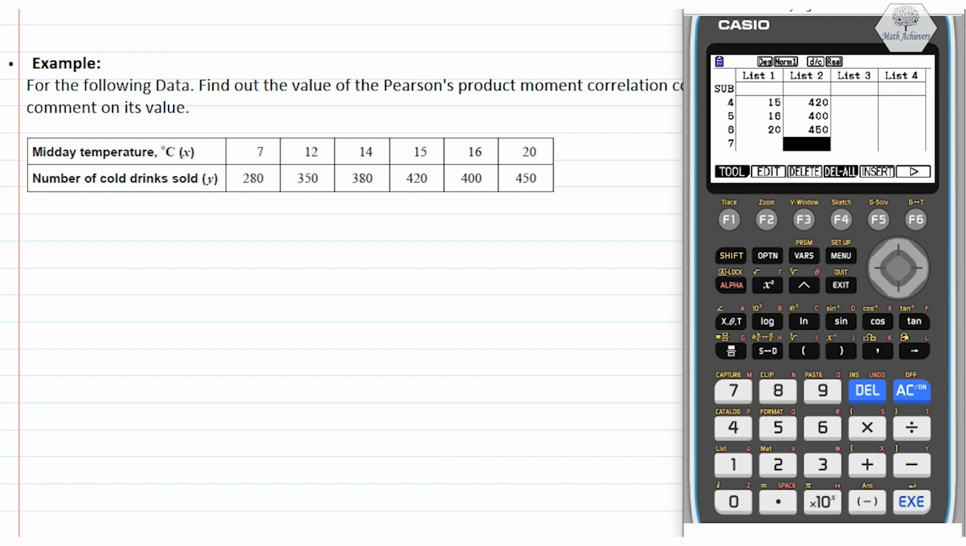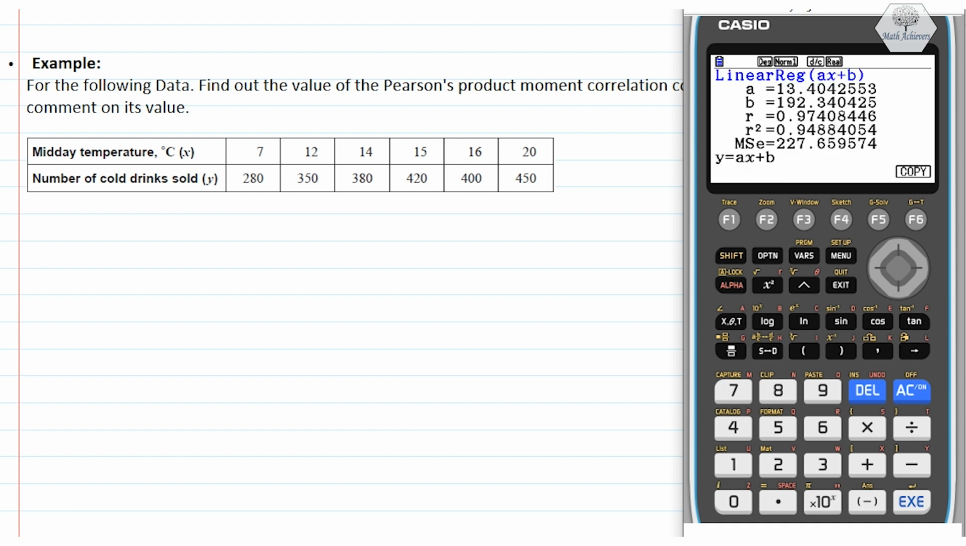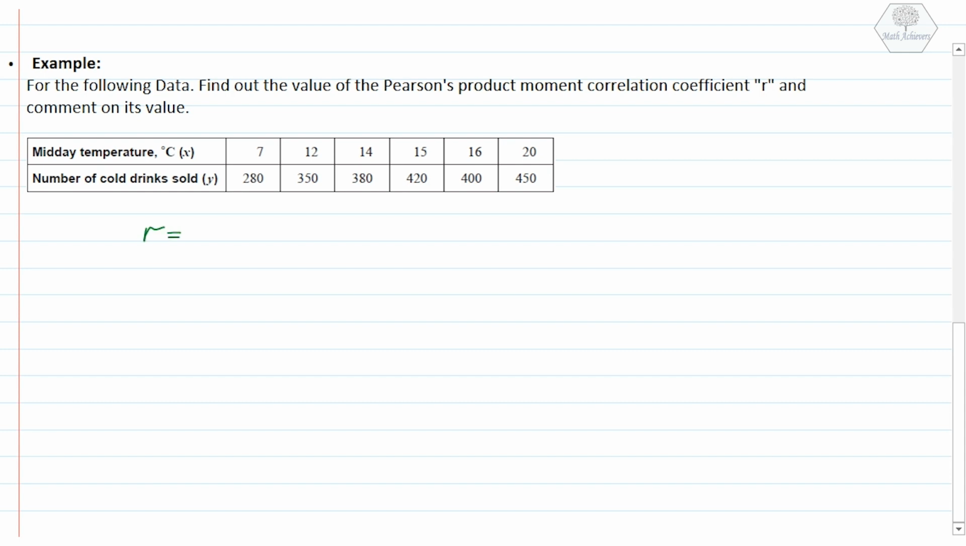Then I go to Calc, I press REG, and I go for X, and I press AX plus B or A plus BX, it does not make a difference. So I have the value of R in here to be positive 0.974.